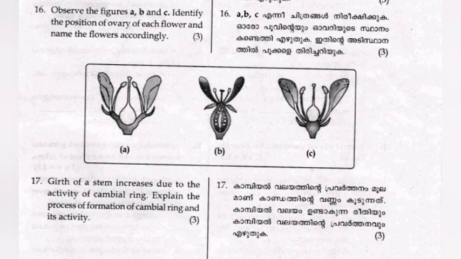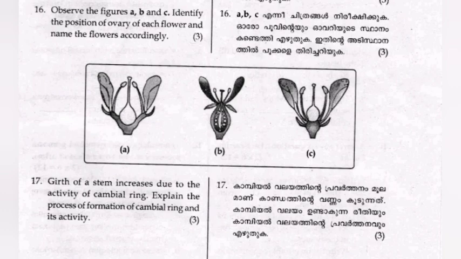16. Observe the figure A, B and C. Identify the position of ovary of each flower and name the flower accordingly. Answer: A. Half superior or half inferior ovary, perigynous. B. Inferior ovary, epigynous. C. Superior ovary, hypogynous.